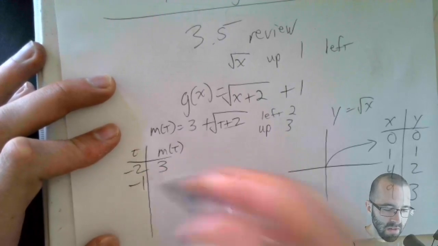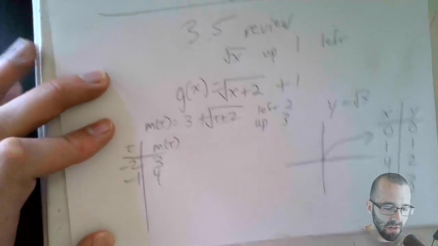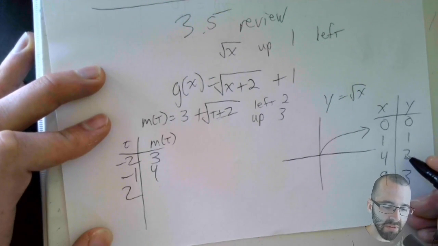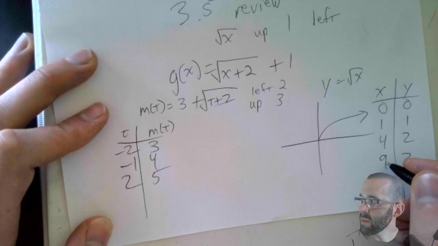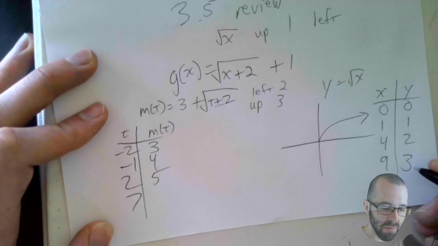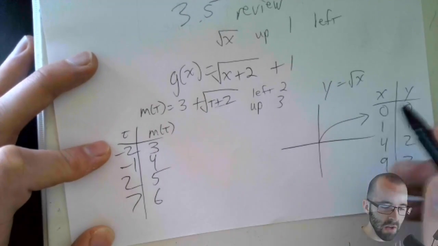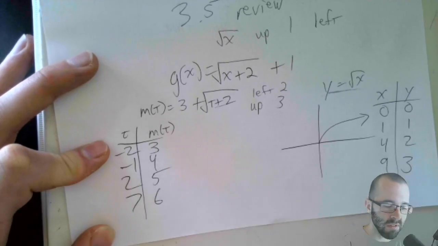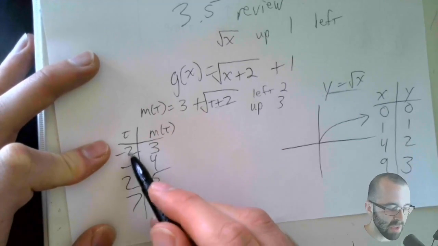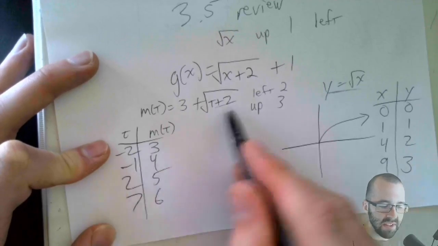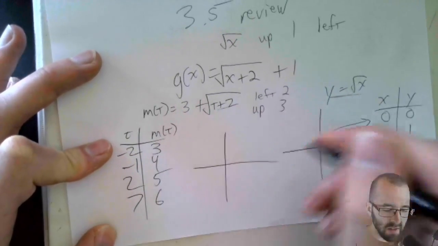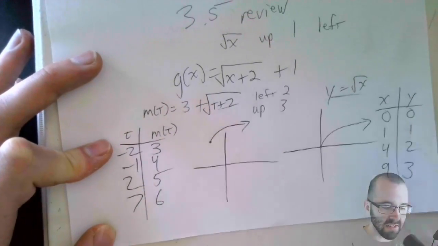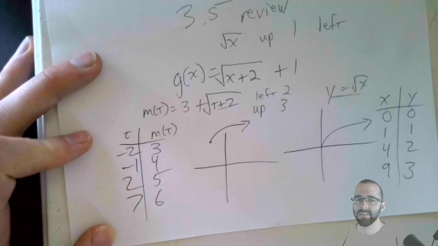Left 2 becomes negative 1. Up 3 becomes 4. Left 2 becomes 2. Up 3 becomes 5. Left 2 becomes 7. Up 3 becomes 6. So we know the shape from the toolkit function. We know the points from the transformations. Again, you could just have plugged these t values into m directly. I'm not going to spend the whole time doing it, but you're going to get something like that. Okay.